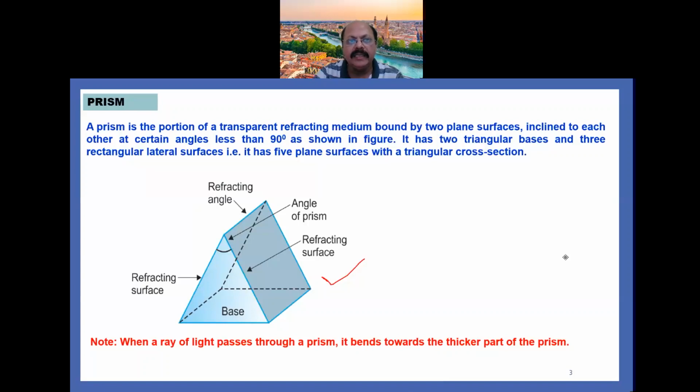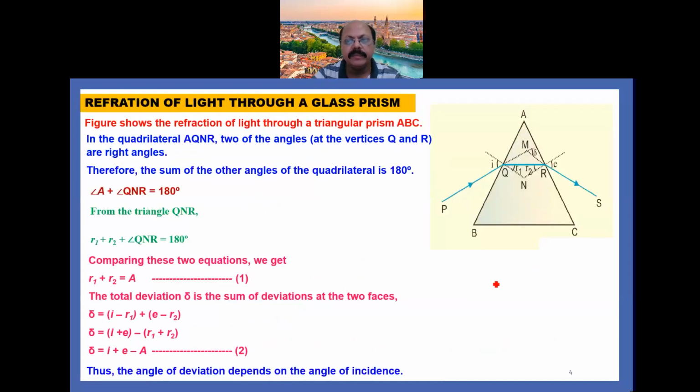Now how can you understand the refraction of light through the prism? When the ray of light is incident onto the prism, it suffers two refractions. One is from rarer to denser, another one is denser to rarer. And with the help of this concept, we have to find a prism formula. How can we do it?